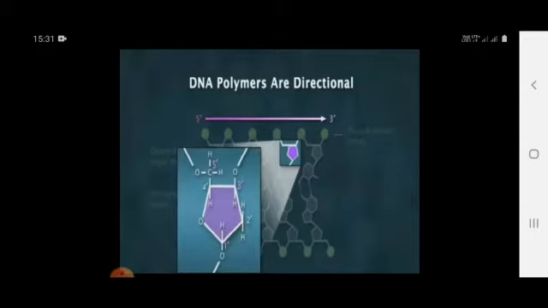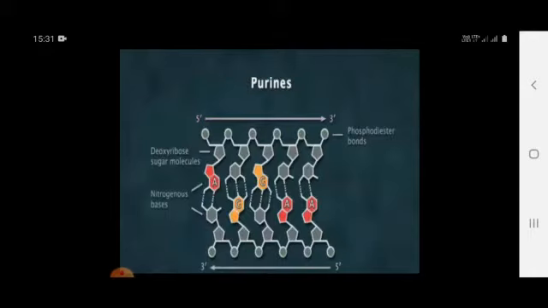It has the pentose sugar. But with the attachment of the phosphodiester bond, we can decide the direction from 5' to 3'. The 5' end and the 3' end is the place where the phosphodiester bond gets attached along with the phosphate. So this shows the direction, and the direction is always from 5' to 3'.